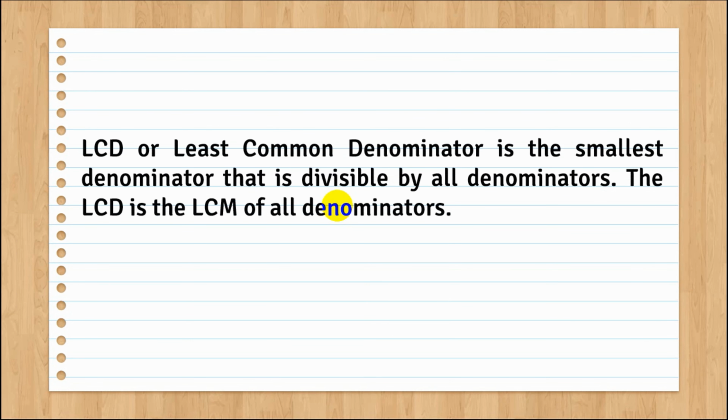So LCD or least common denominator is the smallest denominator that is divisible by all denominators. So yung LCD daw po ay yung pinakamaliit na number or variables or terms na pwedeng ma-divide ng lahat ng denominator na involved sa ating RAEs. And the LCD is the LCM of all denominators. So, if you're familiar with least common multiples, yun din po iyon. Kaya lang, nasa denominator nga lang sa case natin ngayon.